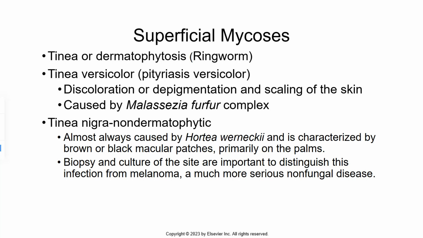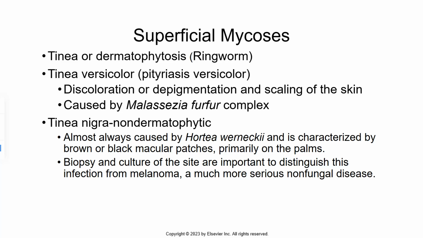Tinea dermatophytosis is ringworm. Tinea versicolor is pityriasis versicolor, discoloration or depigmentation and scaling of the skin. It's caused by Malassezia furfur. Sounds really fun to say. They call that the spaghetti and meatballs type of fungi. Apparently, to some people, it looks like spaghetti and meatballs under a microscope. We'll talk more about that one later.